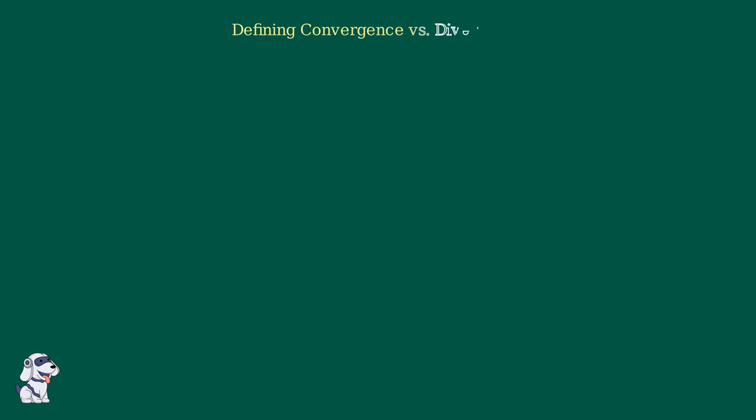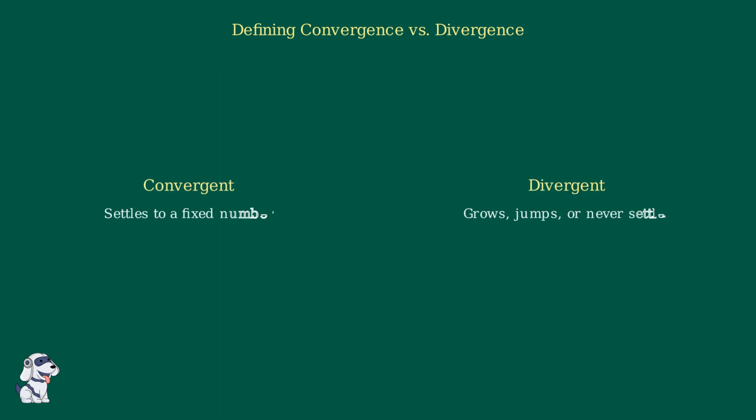Welcome. To determine if a sequence is convergent or divergent, ask one simple question. As n approaches infinity, do the terms settle toward a single fixed number? A sequence is just a list of numbers following a rule. We denote them as a sub n. If the answer is yes, it's convergent. If the terms grow without bound, jump around, or never settle, it's divergent.